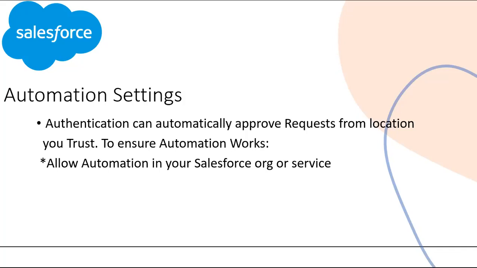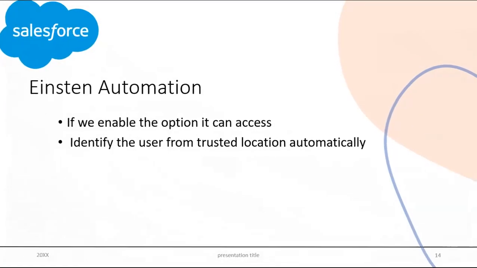And the next one is Einstein automation. It allows you to work even faster. This Einstein automation tool can help learn your frequent locations, where you are exactly, the trusted location, and identifies them. Yes, if you enable the option, it can identify the users from a trusted location automatically.